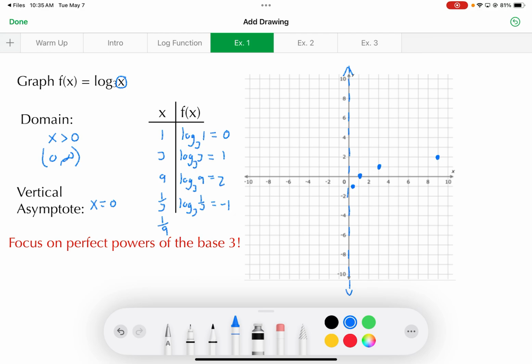We could also use 1/9. Log base 3 of 1/9 would be -2, because 3 to the -2nd power is 1/9. Those last 2 points are to show you the behavior near the asymptote. So your curve should be drawn looking something like this. We're getting infinitely close to that asymptote.